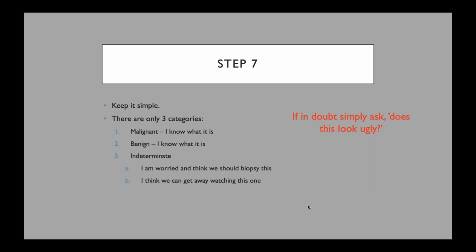Step 7, I think, is probably the most important one, and I cannot emphasize this enough. It's really important to keep things simple. And at the end of the day, there's probably only 3 categories I care about. It's malignant, I know what this is. Benign, I know what it is. Or indeterminate. And if it's indeterminate, I put it into a subcategory of, I'm worried enough about this that I think we should biopsy it. Or I reckon this is towards the benign end of the spectrum, let's watch it. And I really think that if we simplify it like that, you can always put out a sensible report.